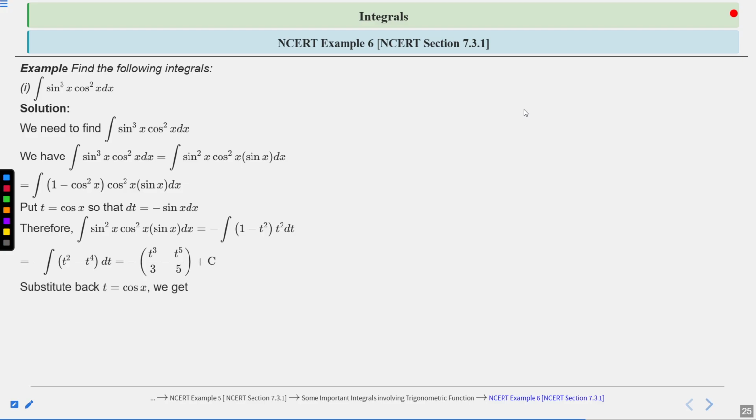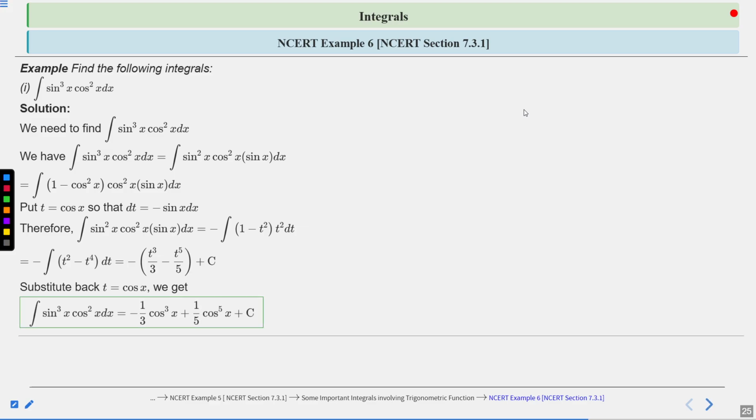Now substitute back t equal to cos x. We get integration of sin cube x cos square x dx equal to minus 1 by 3 cos cube x plus 1 by 5 cos to the power 5 x plus c. So this will be the required and correct answer.